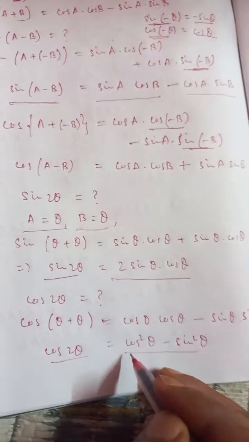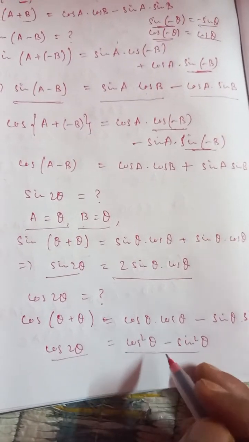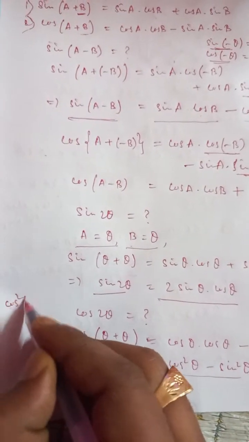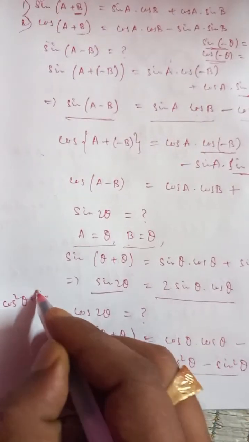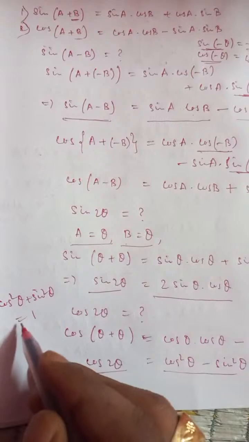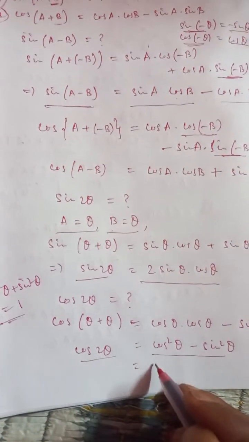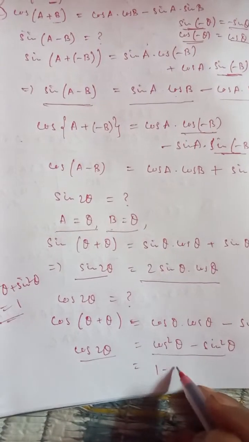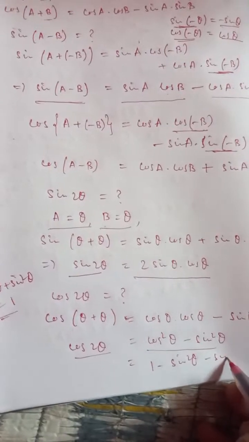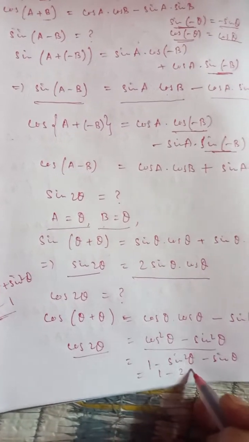Now this can also be changed into other forms. We know that cos square theta plus sine square theta is equal to 1. So if we use this formula, this can be changed in this way: cos square theta will be 1 minus sine square theta, minus sine square theta. So this will be 1 minus 2 sine square theta.